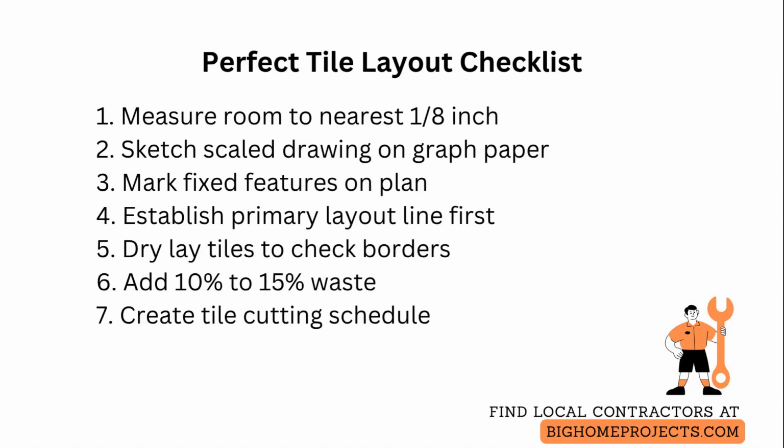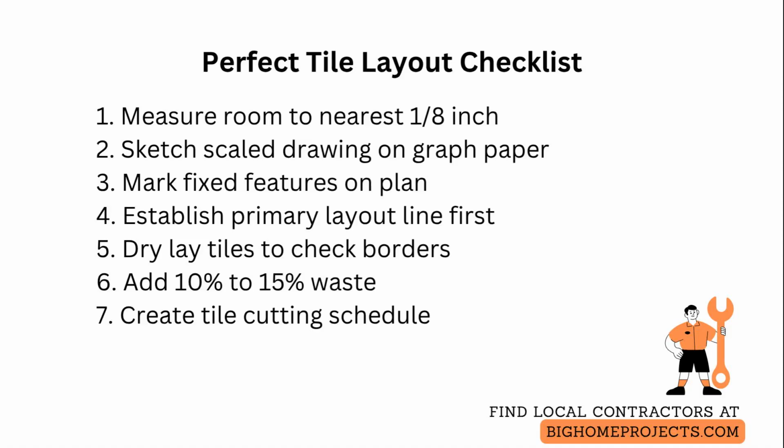Establish a primary layout line by snapping an outer reference line and then finding the center or a focal point, usually the longest uninterrupted run, and dry lay a row of full tiles to check for even borders. If edges would produce narrow slivers under 1 inch, shift the layout line by half a tile to balance cuts across opposite walls.